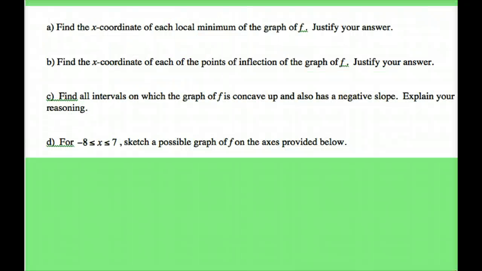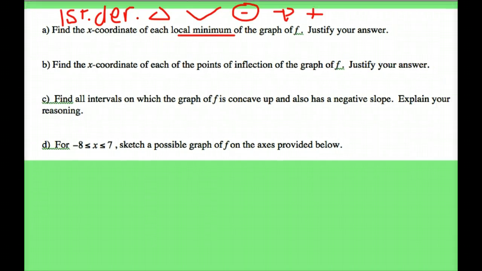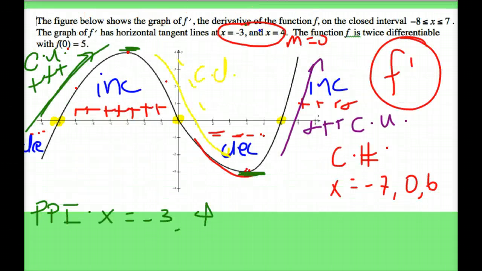So what we're going to do is, let's take a look and see what this means. It says, find the x-coordinate of each local minimum of the graph of f. Justify your answer. So let's take a look at what a local minimum is. A minimum is when our first derivative changes from down to up, which is negative to positive. So let's go ahead and take a look at our chart and see, where does our first derivative change from negative to positive?